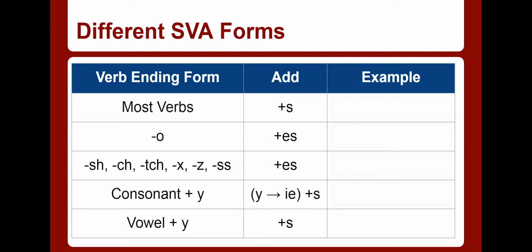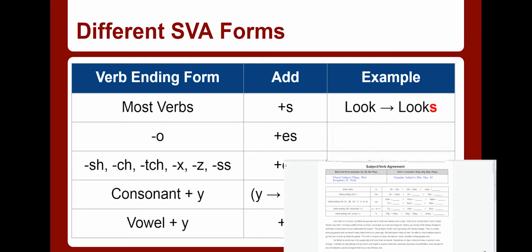Most verbs are very easy. For most verbs, you can just add an S to the end of the verb, and that's really all you need to do. For example, on your paper, if you follow along, sit would become sits, eat would become eats, jump would become jumps. Kind of like look, looks.